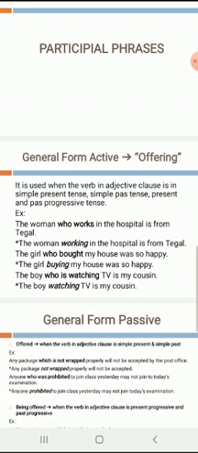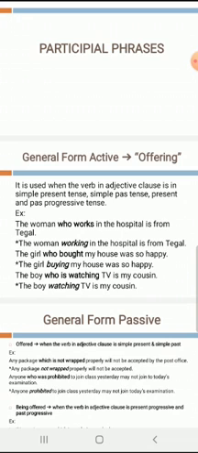It can be writing, reading, sleeping, eating, and any other verb. Offering is only an example. This is the general form, and what you have to understand here is when you have to use the general form, active.